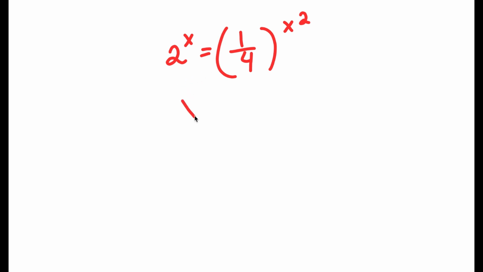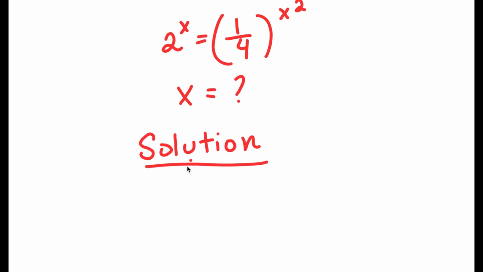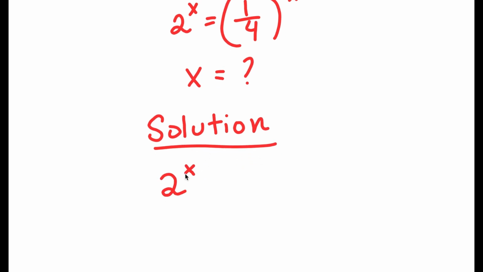Alright, so in this problem, I have 2 to the power of x is equal to 1/4 to the power of x squared. And I want to find the value of x here. So, for my solution, I'm going to first start by rewriting my equation. So I have 2 to the power of x is equal to 1/4 to the power of x squared.